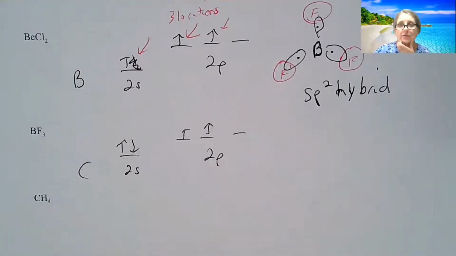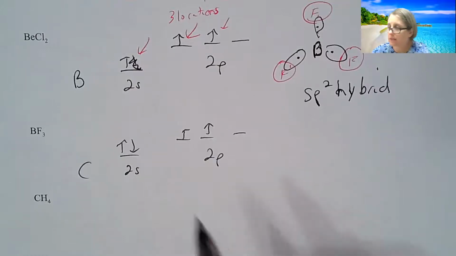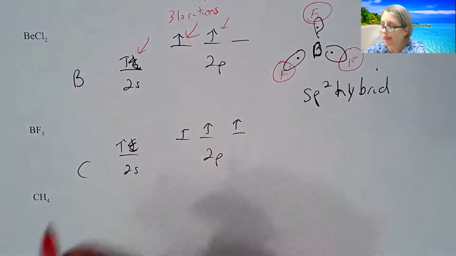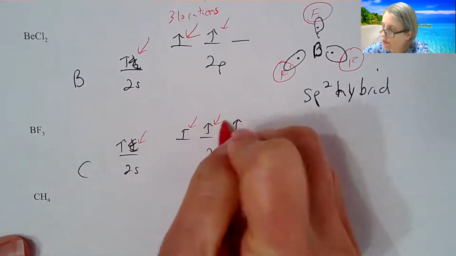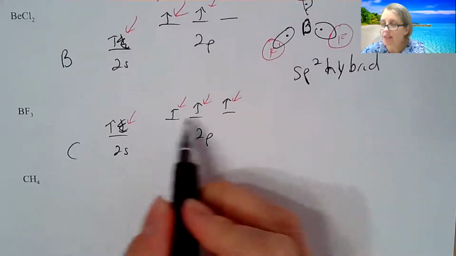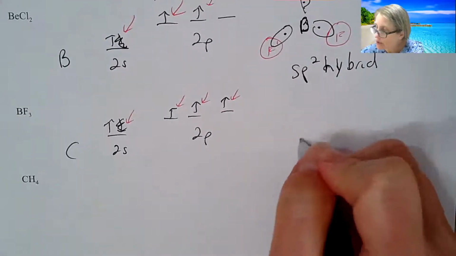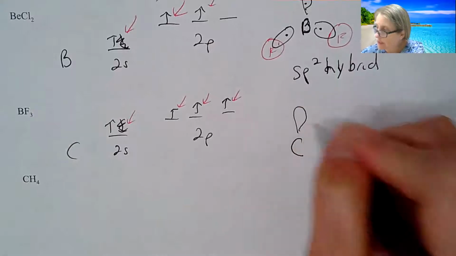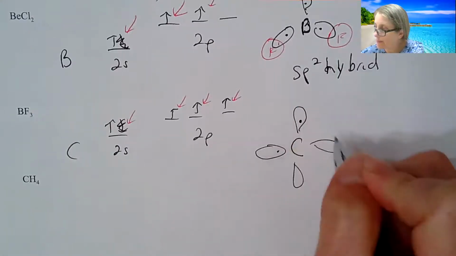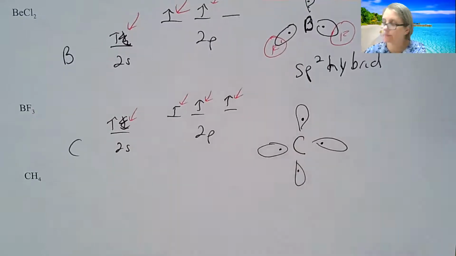I know that CH4, methane, the simplest carbon molecule, exists. I know it has 4 bonds. So the only way it could work is if I have 4 locations for those electrons to go. So I'm going to involve the S and all 3 of the P's. So draw a carbon in the middle, and then draw 4 lobes around it, and populate it with 1 electron.